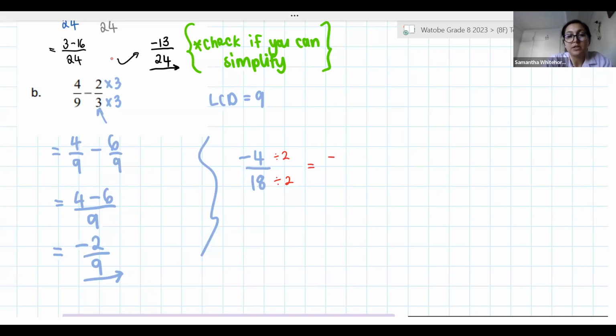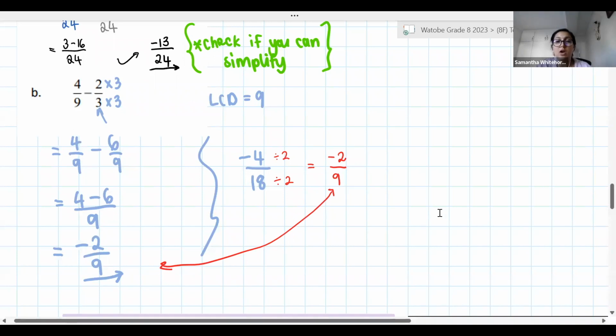-4 divided by +2 is -2. And 18 divided by 2 is 9. And so I've simplified my answer to get exactly the same thing. So always double check if you can simplify. Always make sure that your signs are correct. Where a lot of people lose marks is for something silly like signs. And just, like I say, always make sure that your answer is in the simplest form. If you aren't sure, type it into your calculator.